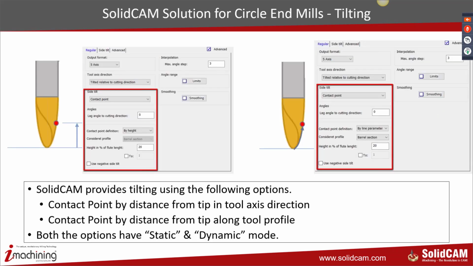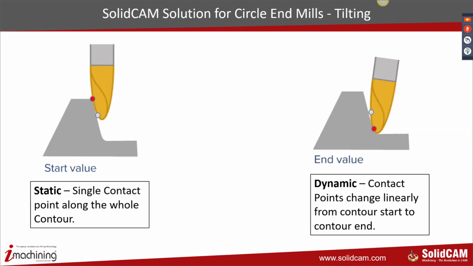When it comes to tilting using barrel end mills, SolidCAM has made quite a lot of changes and introduced some very nice functionalities for tilting. In tilting, we have introduced, apart from angles, contact point tilting. Contact point tilting works with both ball nose as well as all the barrel tools, in which we can define the contact point as a static contact point or a dynamic contact point, which is always moving. In a static contact point, I can define the tip of the tool.